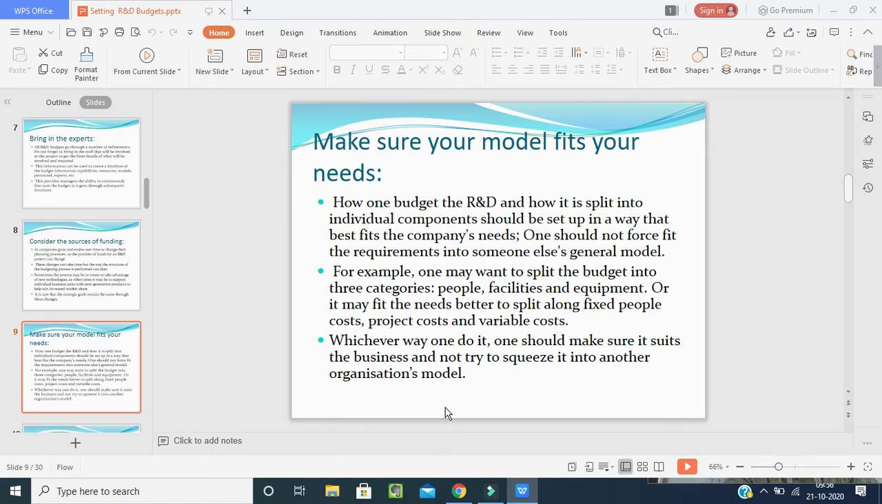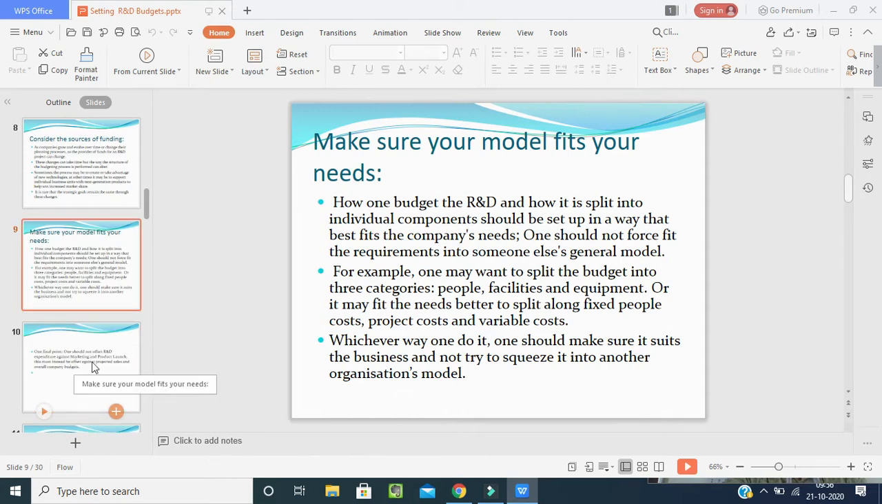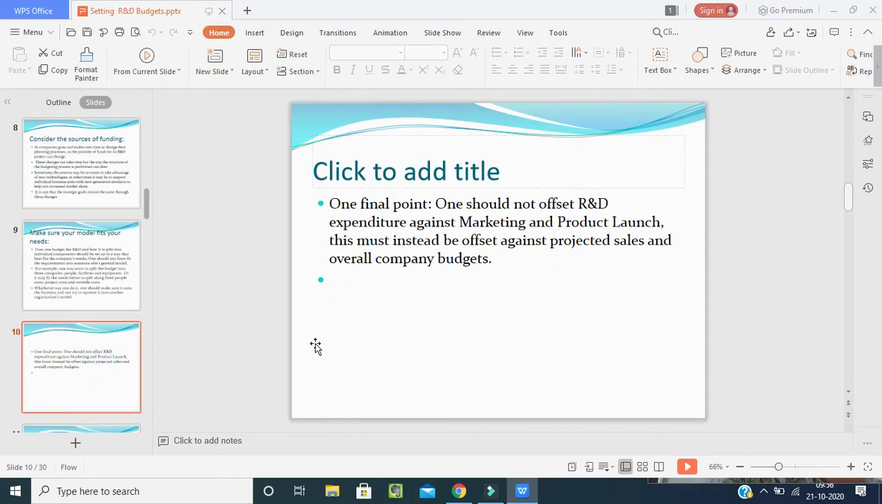Or it may fit the needs better to split along fixed people cost, project cost, and variable cost. So what will happen when we fit the needs with a better split along fixed people cost and variable cost? Project cost will be reduced. Whichever way one does it, one should make sure it suits the business and not try to squeeze it into another organization's model. Next one is another final point I want to tell you: one should not offset R&D expenditure against marketing and product launch.